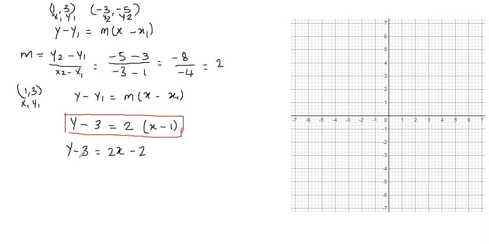Now all I need to do is solve this equation for y. That means I need to get rid of this -3. So I'm going to add 3 on both sides of my equation. This -3 and +3 will cancel out each other. I got y equals 2x, and -2 plus 3 is going to be +1. So I got y equals 2x plus 1.